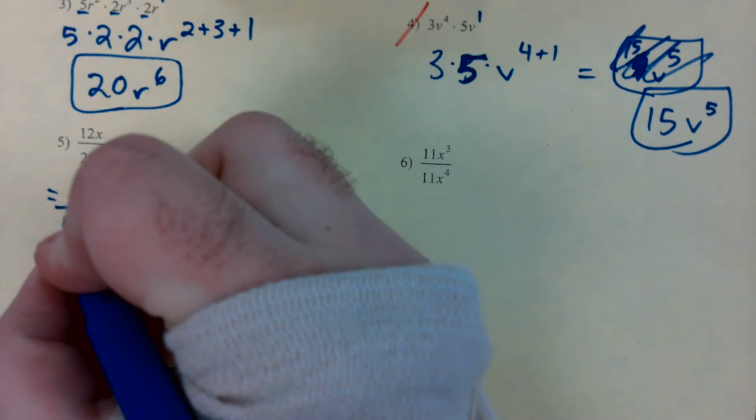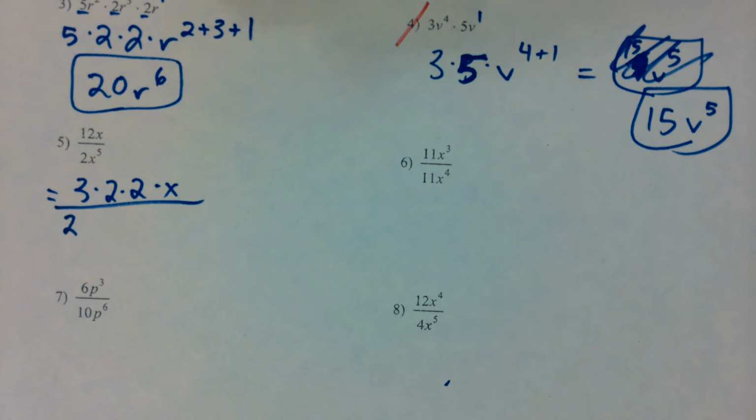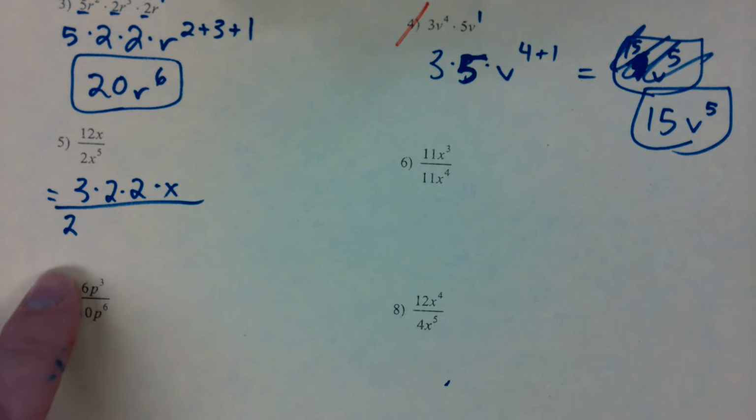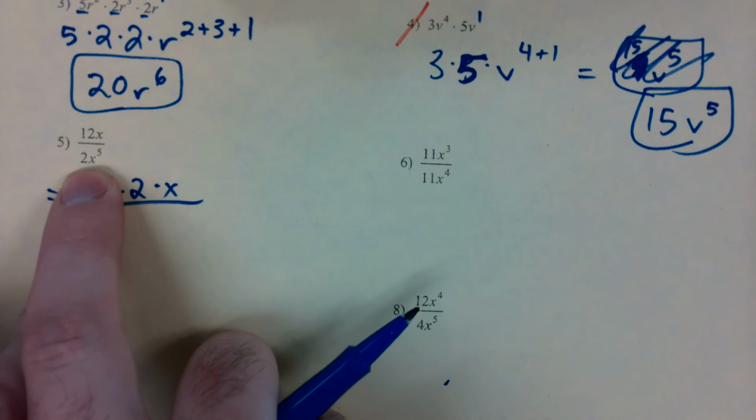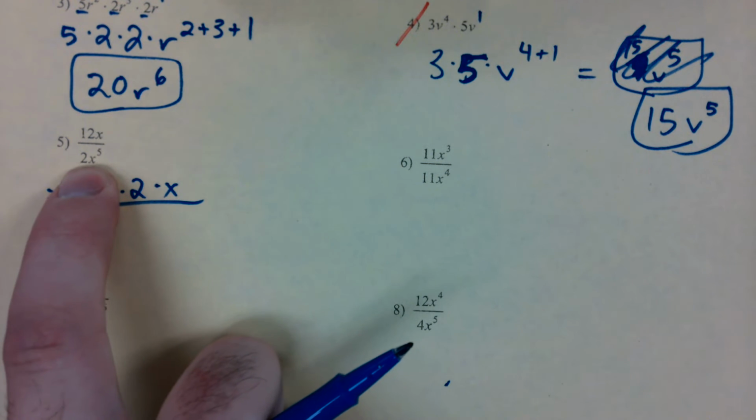On the bottom, we can't split 2 up. How many times are we going to write 2 on the bottom? Once. Only once. This is why, because people get confused on this all the time.